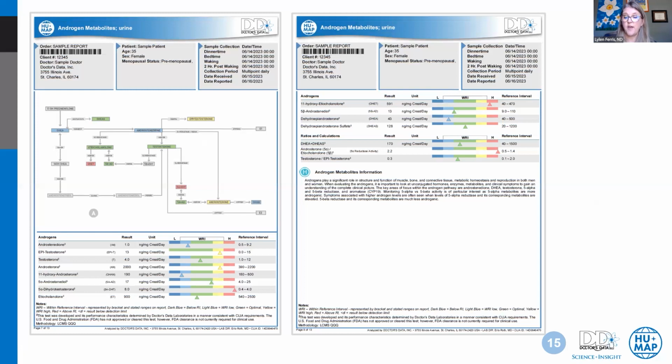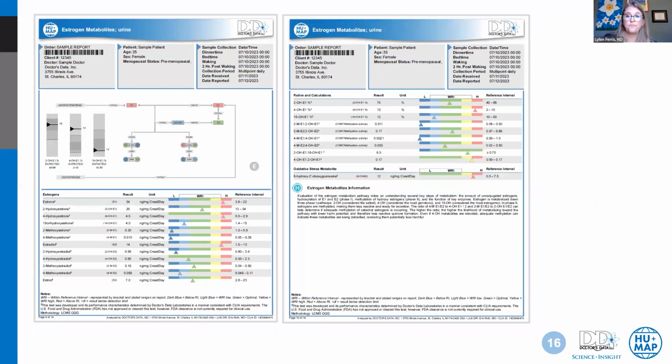This 5-alpha and 5-beta ratio is also the same one that is listed in the key relationships on the summary page. The last ratio in this section is the testosterone to epitestosterone ratio, and elevations in this ratio are typically seen with testosterone supplementation more frequently in males.